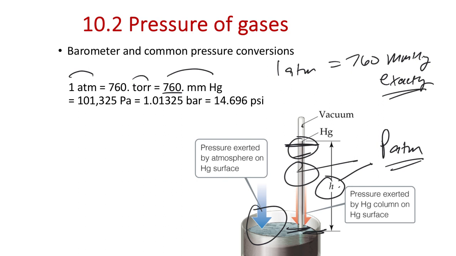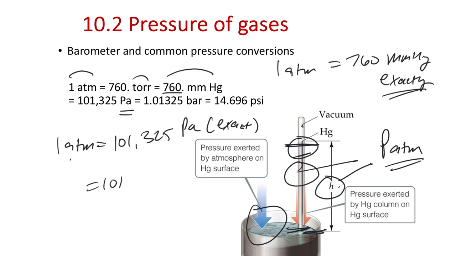And then standard atmospheric pressure in the unit of Pascal is 101,325. So 1 ATM, standard atmospheric pressure, is 101,325 Pascal. That's also an exact value. That's not rounded. And so 1 ATM would also equal 101,325 kilogram meter to the -1 second to the -2, if we're thinking of that unit back in SI units.